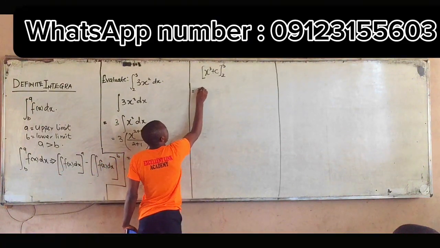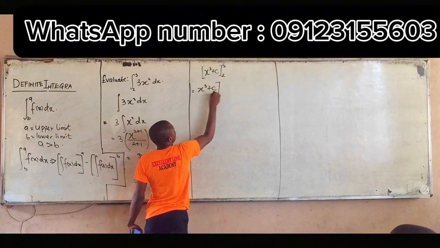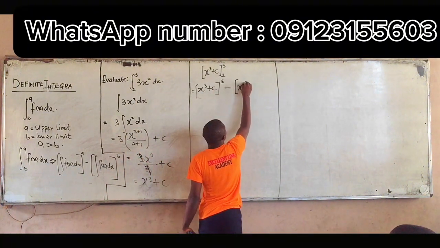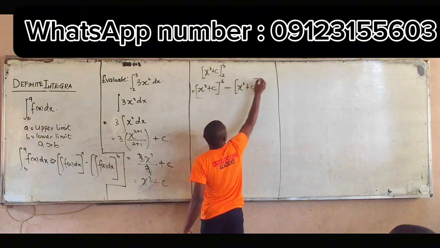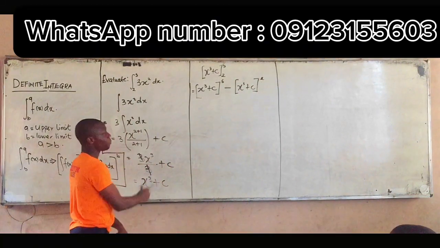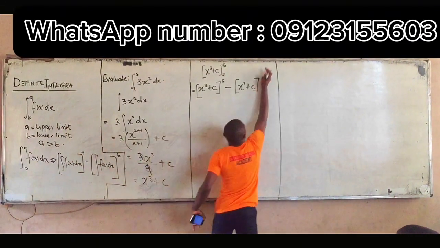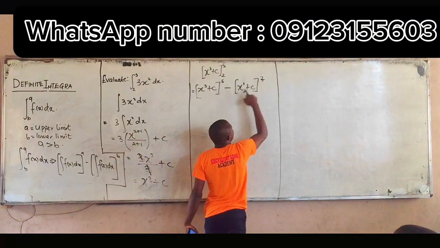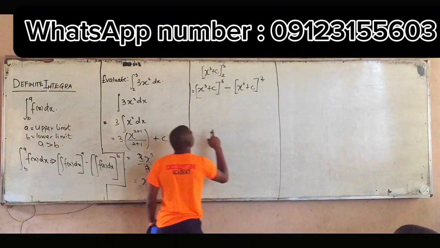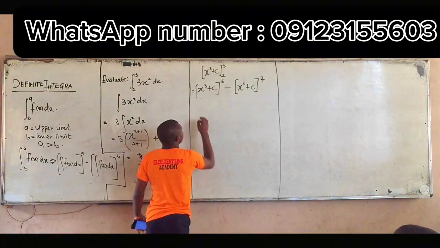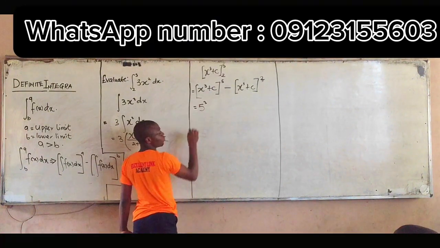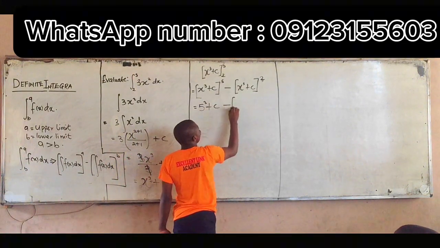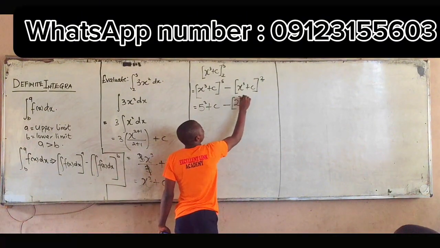So let me express it mathematically in this form. I'll have x cubed plus c evaluated at 5, minus the same thing, x cubed plus c, evaluated at 2. So from here, what do you expect? It means that anywhere I see x, I'll put 5, and anywhere I see x, I'll put 2. So I'll have 5 cubed plus c, with a minus sign here, into 2 cubed plus c.